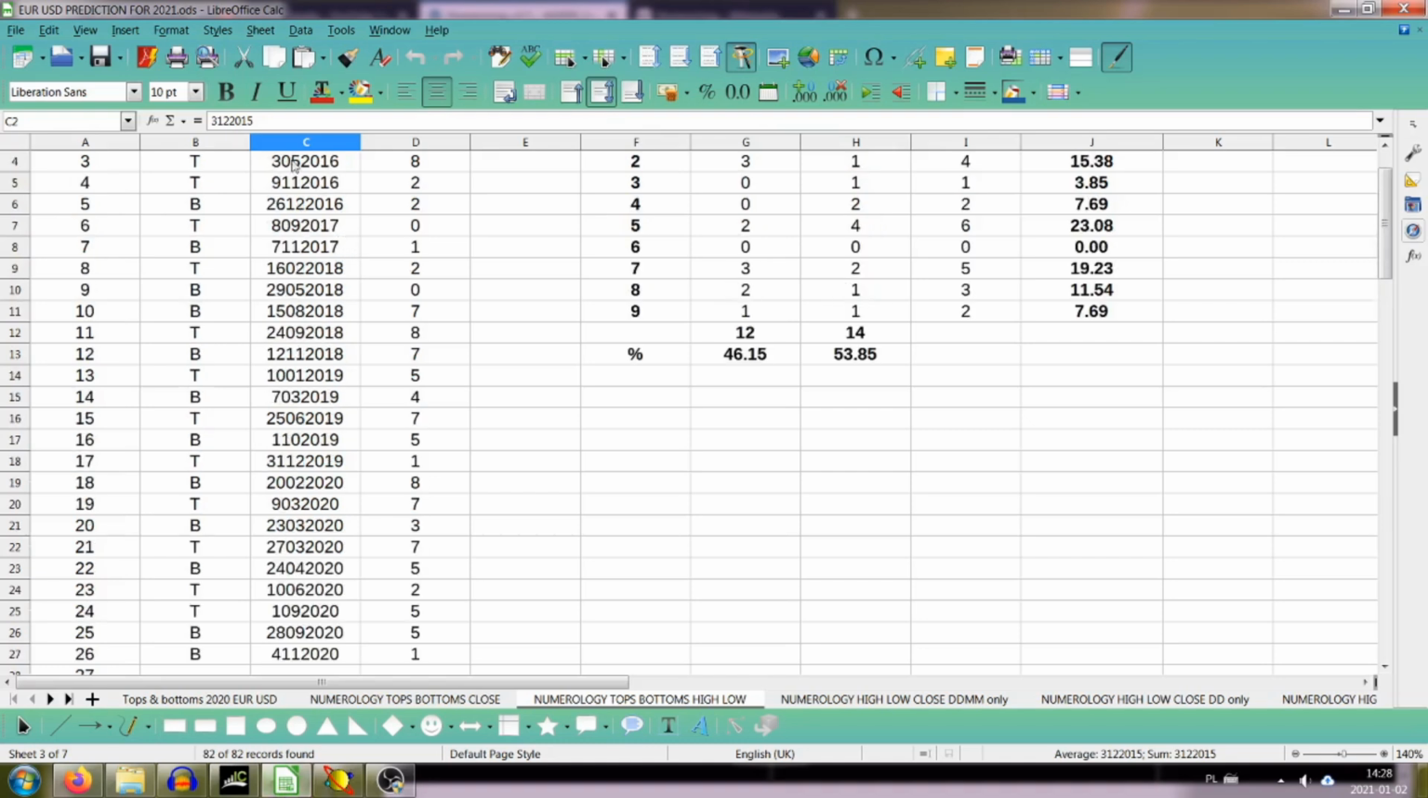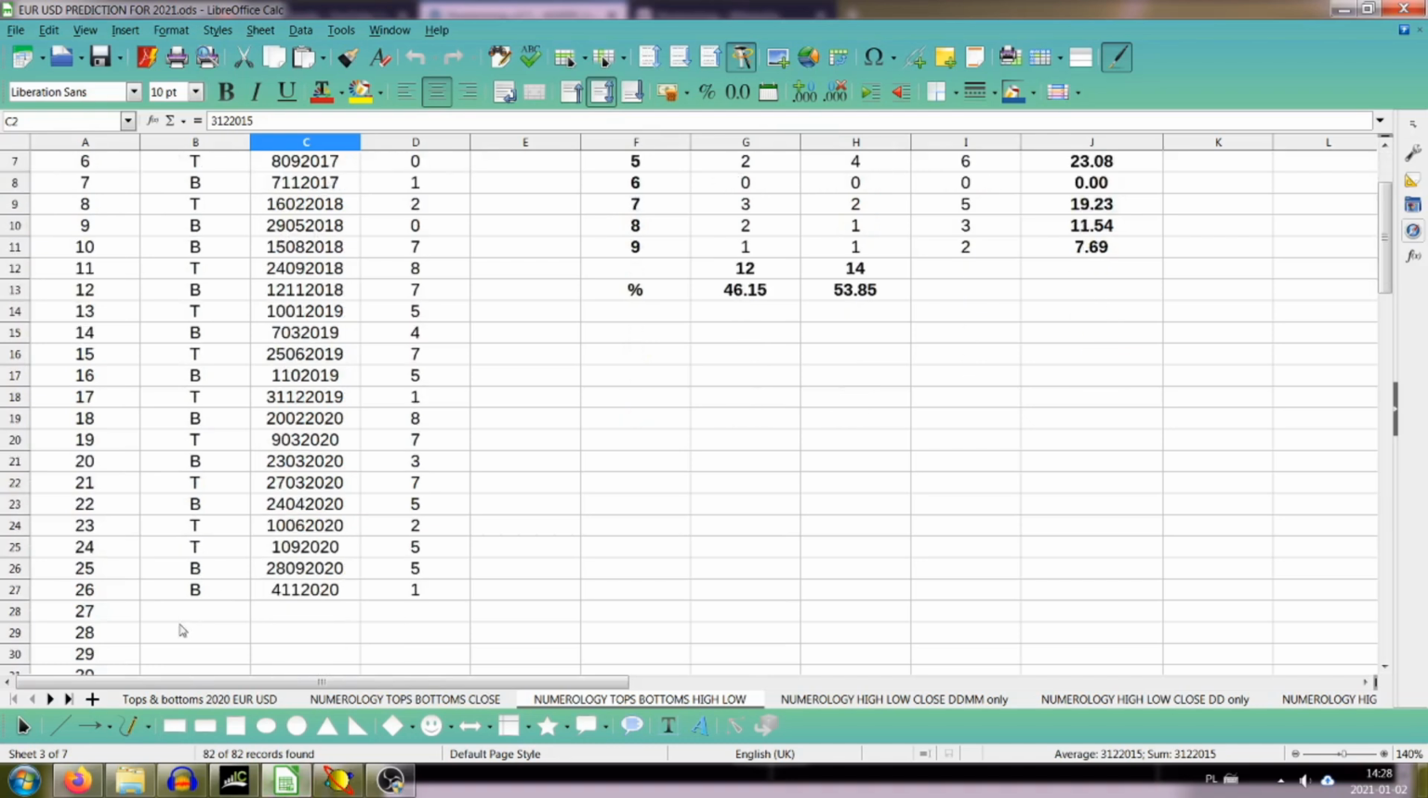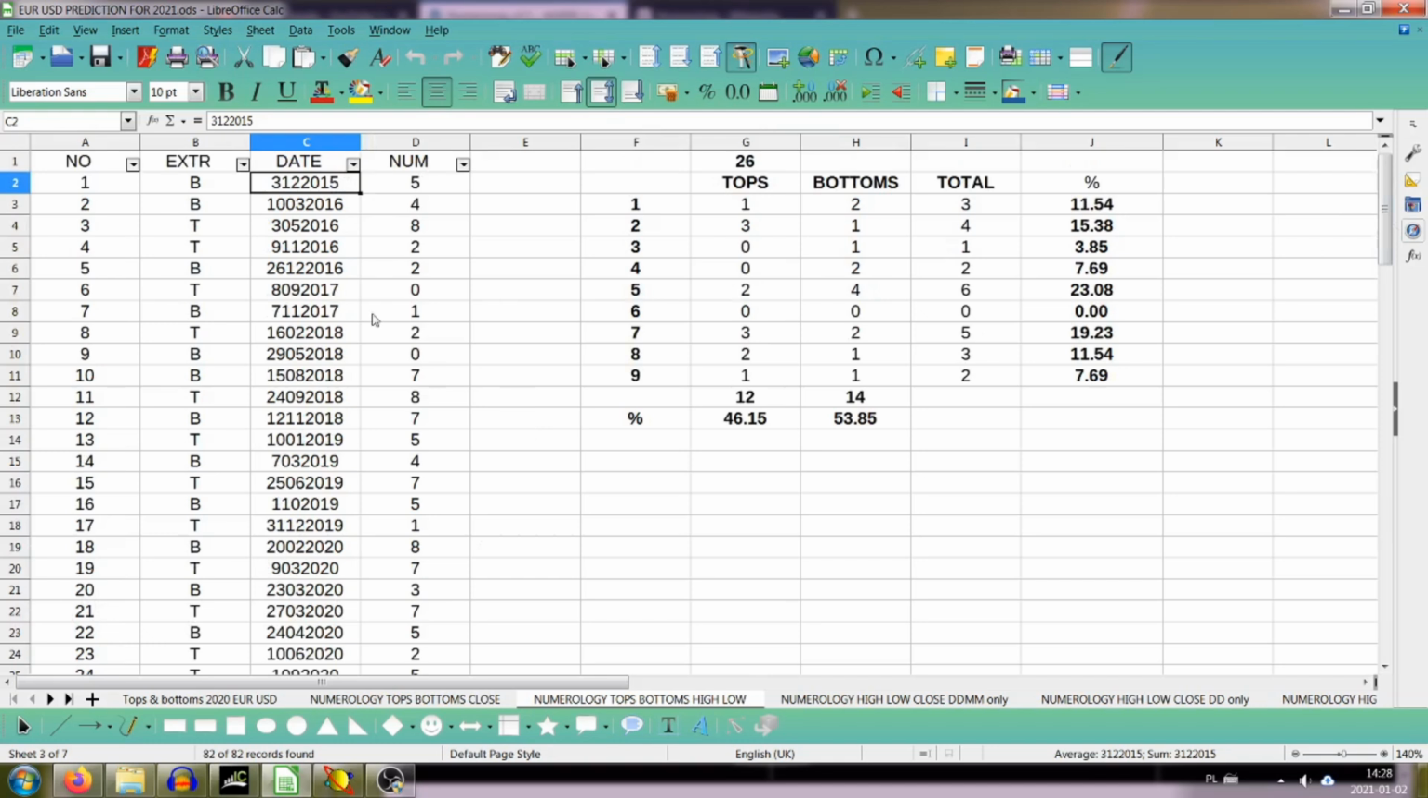So anyway, we got these dates. A total number of these dates is 28 tops and bottoms, 26, sorry. And I took all of them, and again I tried to filter it, and it shows that number 5 appears 23%, which is 1/4 of the tops and bottoms which appeared over here. Is 23%. But important information for you, my friend.